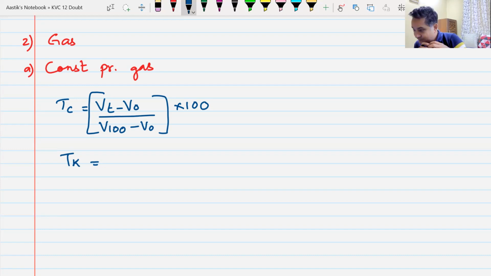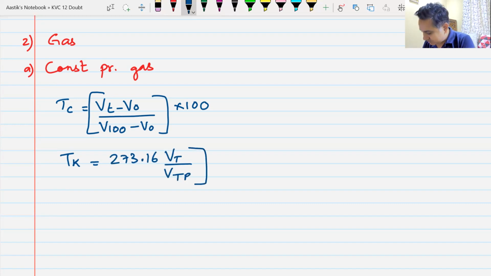V_T minus V_273 by V_373 minus V_273. Well done, my dear friends. And the formula looks like this: 273.16 into volume at T divided by volume at triple point. That is the formula. It's somewhat different from the liquid and gaseous thing because that is the absolute temperature.